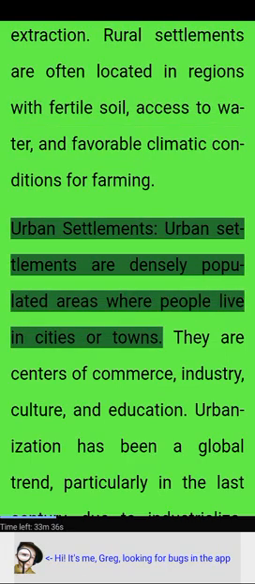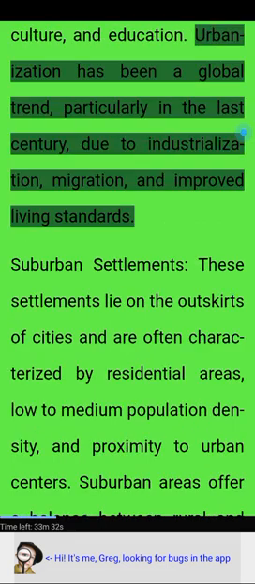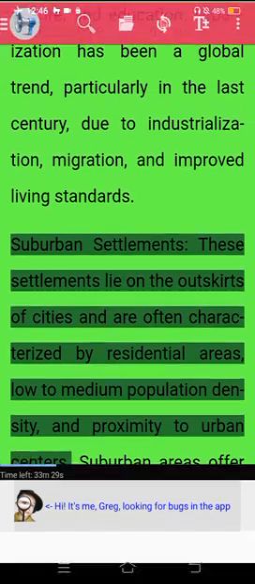Urban settlements. Urban settlements are densely populated areas where people live in cities or towns. They are centers of commerce, industry, culture, and education. Urbanization has been a global trend, particularly in the last century, due to industrialization, migration, and improved living standards. Suburban settlements. These settlements lie on the outskirts of cities.